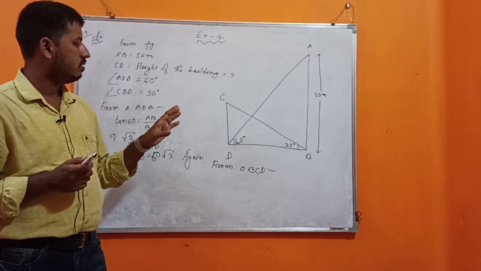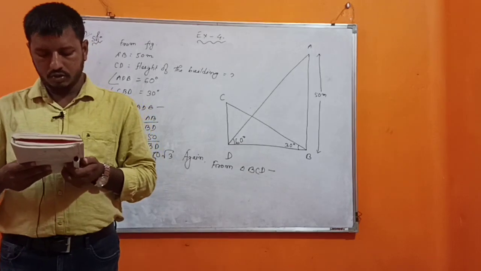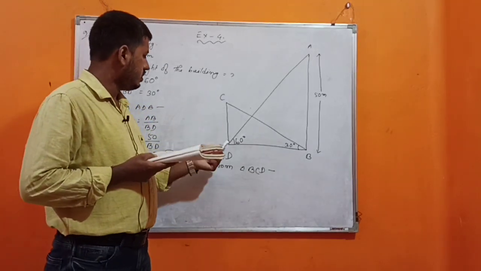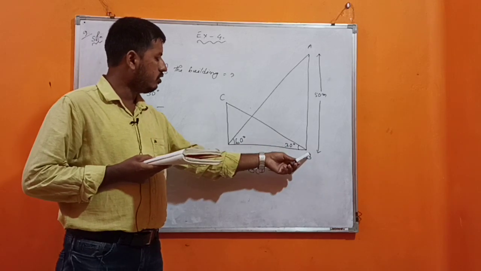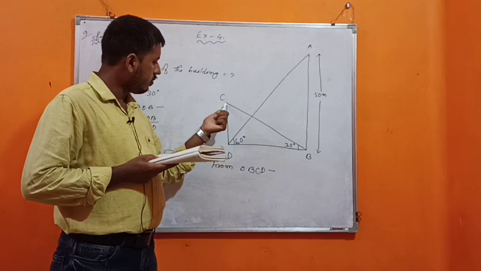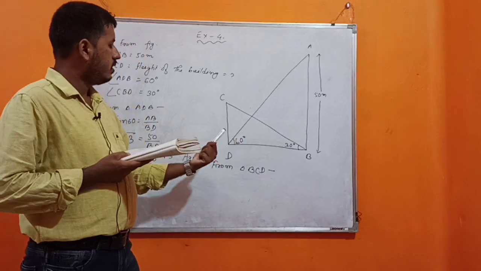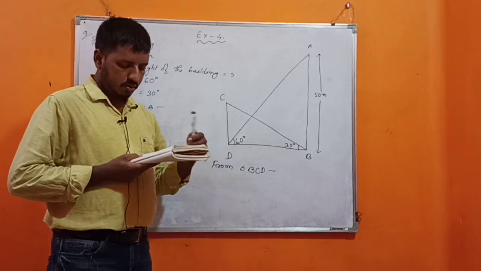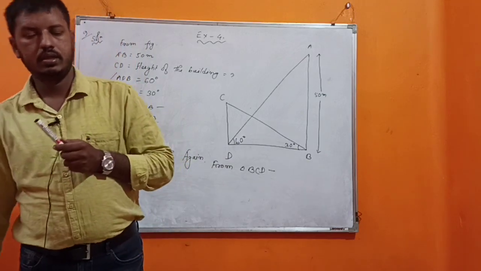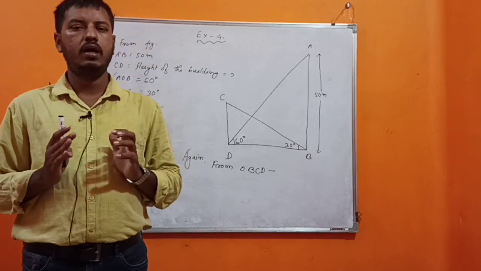Of a tower, the angle of elevation of the top of a building from the foot of the tower is 30 degree, that is CD is the height of the building, and the angle of elevation from the top of the building to the bottom of the tower is 30 degree, and the angle of elevation of the top of the tower from the foot of the building is 60 degree. Okay, if the tower is 50 meter high, then we are to find the height of the building.